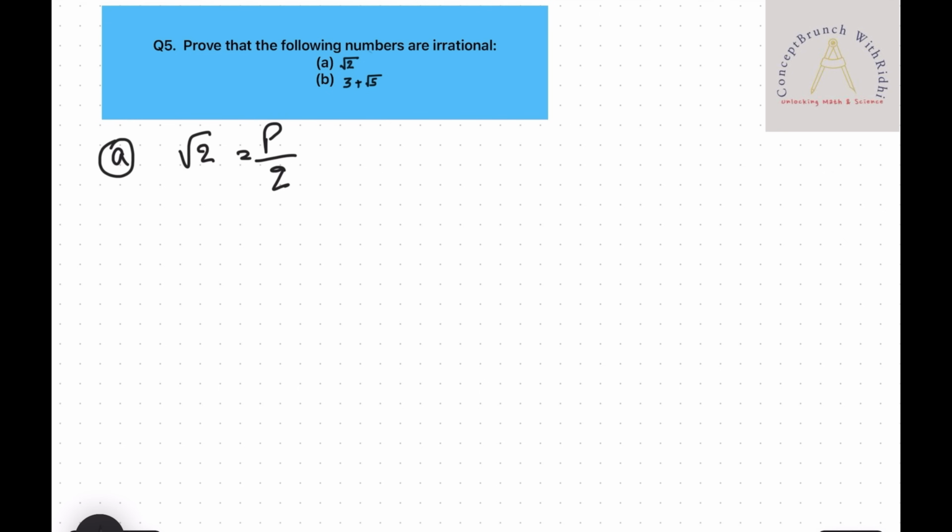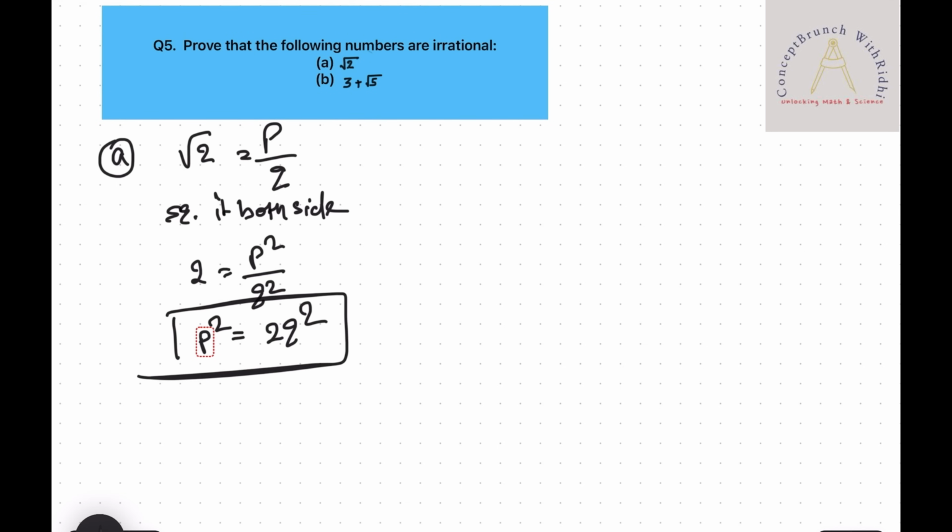What we'll do? Square it on both sides. So we can write 2 equals p square divided by q square. So from here we can write p square equals 2q square. From this, what can we prove? p square is even, which is clearly equal to 2q square, which is divisible by 2.